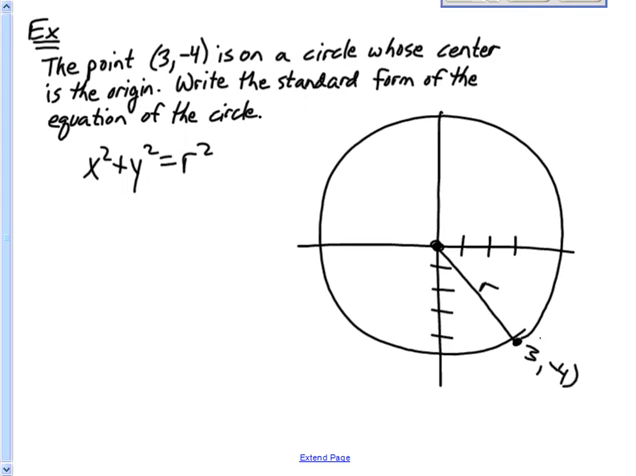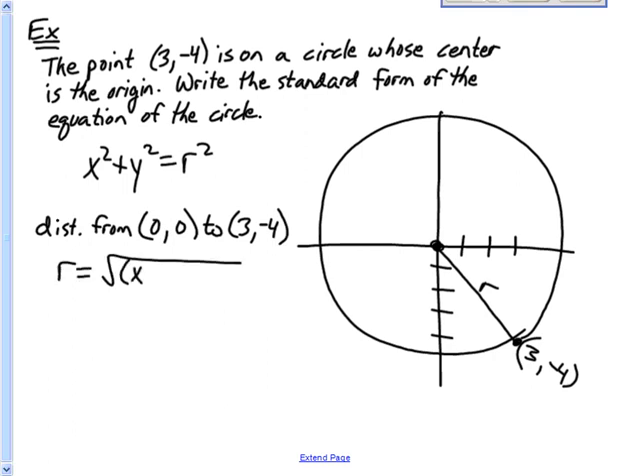So how am I going to find that distance? It's not perfectly horizontal or perfectly vertical, so I can't just count it. It's a little diagonal, so we're going to have to use the distance formula from a past section. The distance from (0, 0) to (3, negative 4) is your radius, so I'll just call it r, and then we'll use the old distance formula.